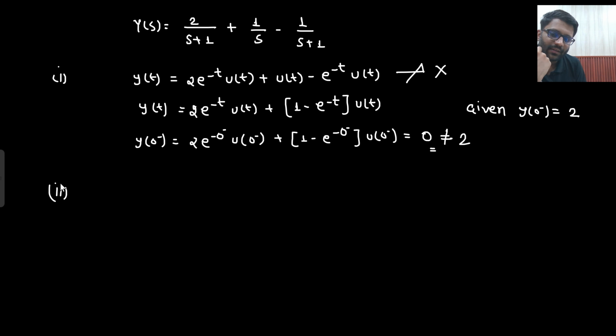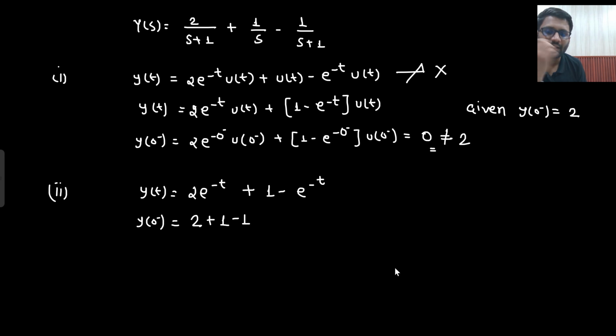Let's not try connecting any u(t). Let's write down directly. So 2 upon s plus 1 will have 2 into e to the power minus t, plus it will have 1, and this will have e to the power minus t. Right? Let's try finding the value of y of 0 minus. So 2 e to the power 0 minus, that would be 2, plus 1 minus 1. Luckily you got it correct here. Okay, this is luck. Surely it is not sure that every time you will get it correct. So luckily you are getting it equal to 2. But actually this is not correct.